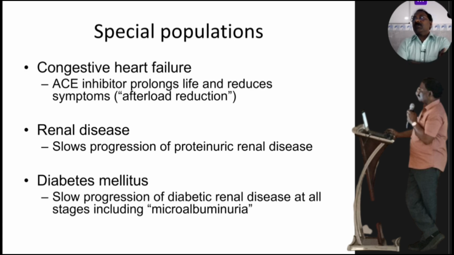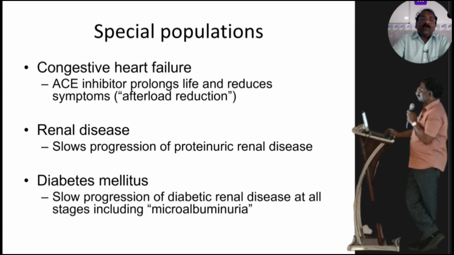So out of the 4 pillars, one pillar is ACE inhibitors or ARB or ARNI. ARNI is ARB plus neprilysin inhibitor, so valsartan plus sacubitril. So these three, either ACE or ARB or ARNI, is the one pillar in the management of heart failure. In congestive heart failure, they prolong the life and reduce the symptoms because they reduce the afterload. To reduce the preload in heart failure, you use diuretics.